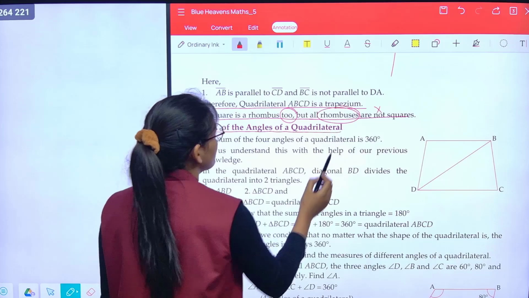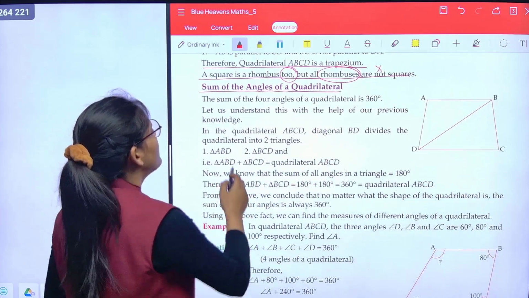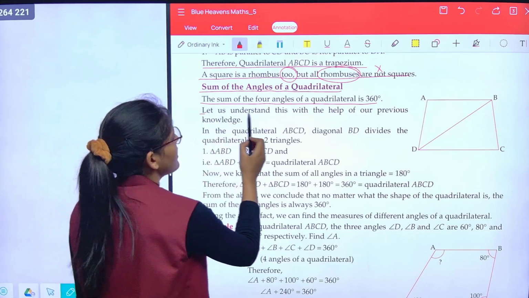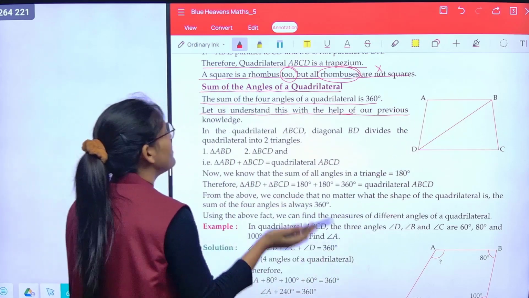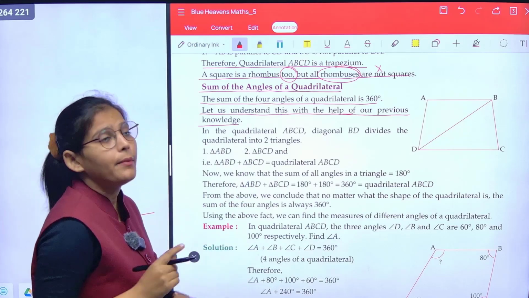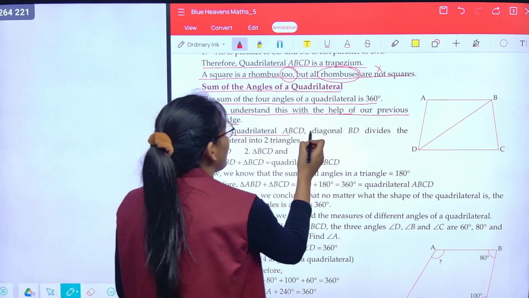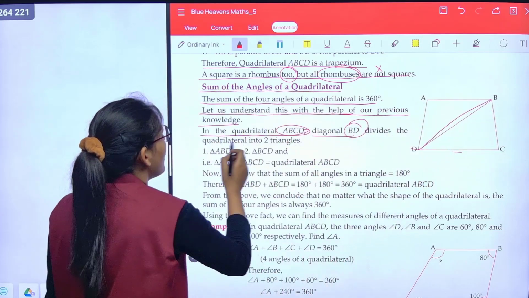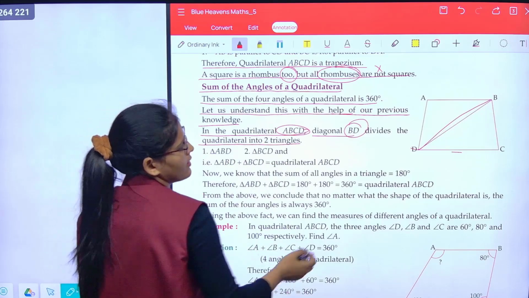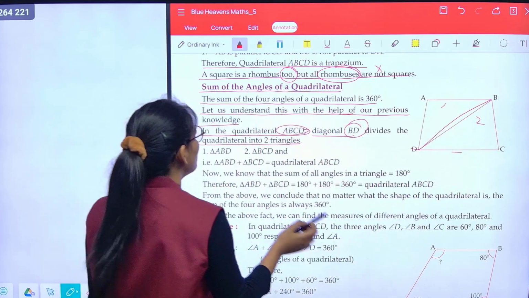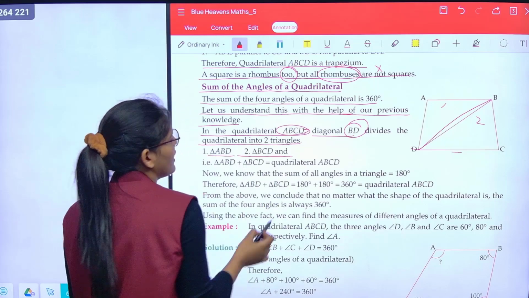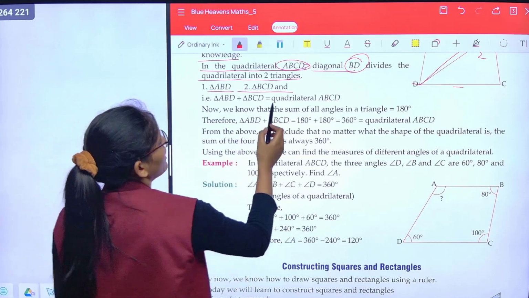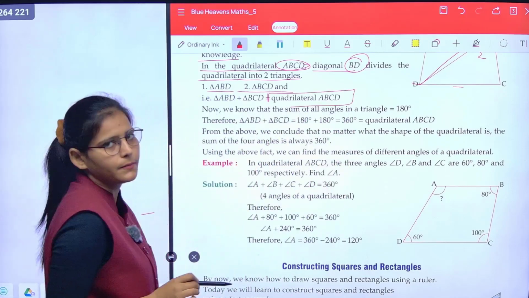Now, sum of the angles of a quadrilateral. The sum of the four angles of a quadrilateral is 360 degree. Let us understand this with the help of our previous knowledge. In the quadrilateral ABCD, this is our diagonal BD. It divides the quadrilateral into two triangles, triangle ABD and triangle BCD, and triangle ABD plus BCD is equal to quadrilateral ABCD.